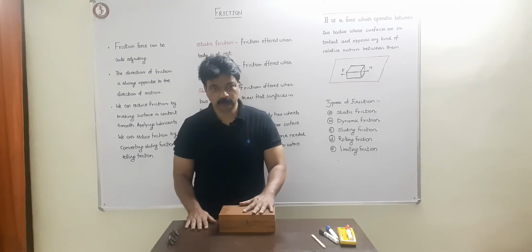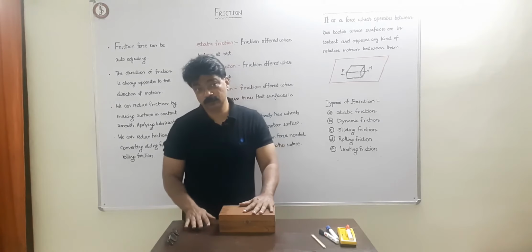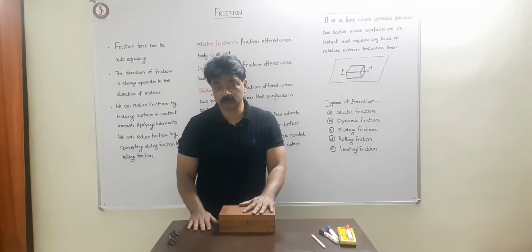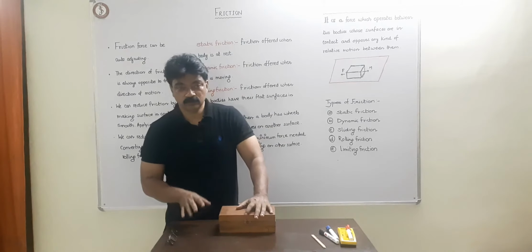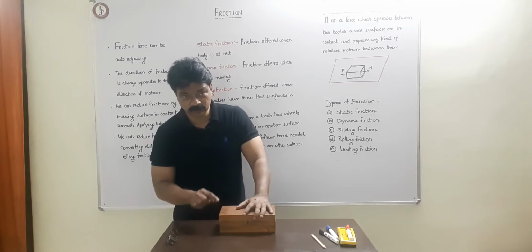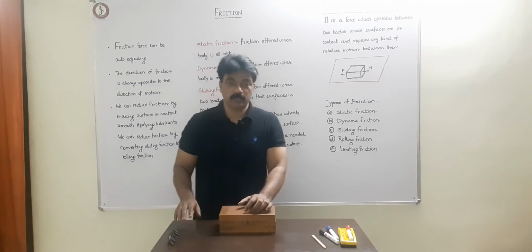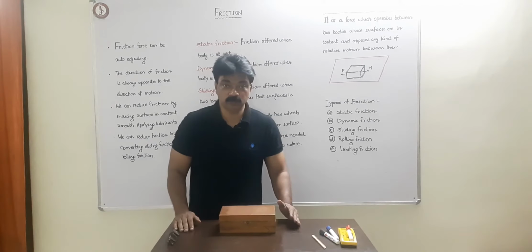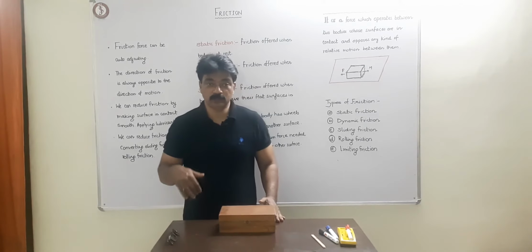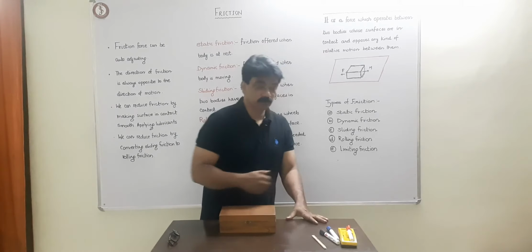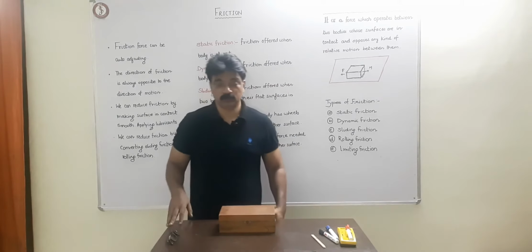Actually, the agent which is obstructing the motion is the friction force operating between these two bodies, these two surfaces. Friction force is a force which acts between two bodies whose surfaces are in contact. The box and the table surfaces are in contact, so friction force operates between them, and it opposes any kind of relative motion. Box wants to go this way, the friction force is acting the opposite way.